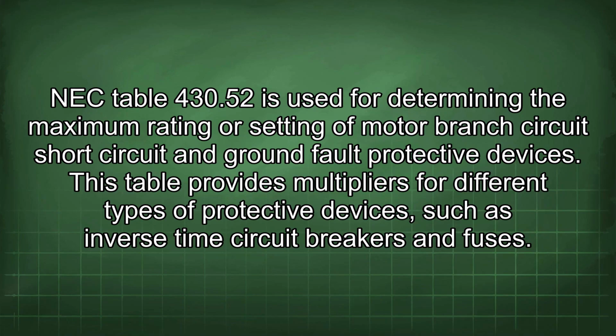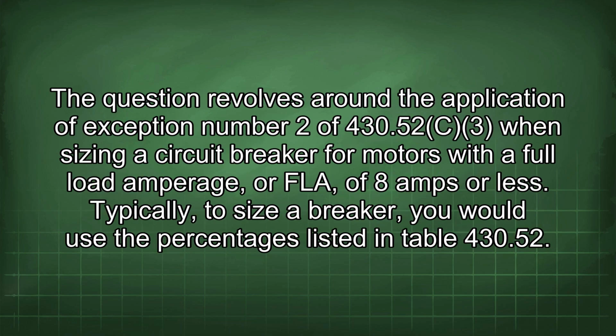NEC Table 430.52 is used for determining the maximum rating or setting of motor branch circuit, short circuit, and ground fault protective devices. This table provides multipliers for different types of protective devices, such as inverse time circuit breakers and fuses. The question revolves around the application of Exception No. 2 of 430.52(C)(3) when sizing a circuit breaker for motors with a full load amperage, or FLA, of 8 amps or less.